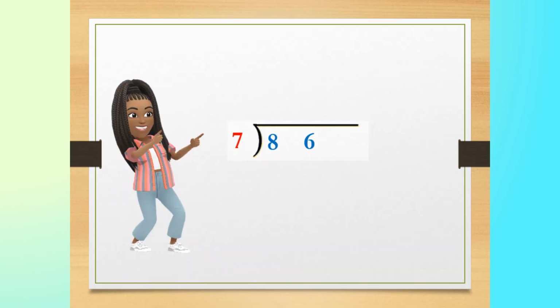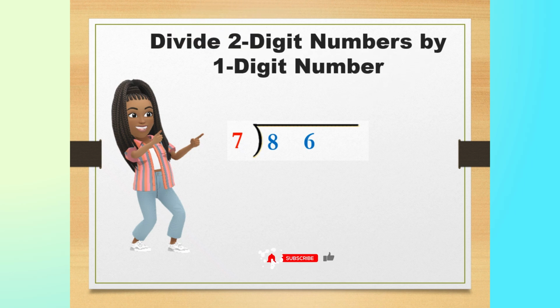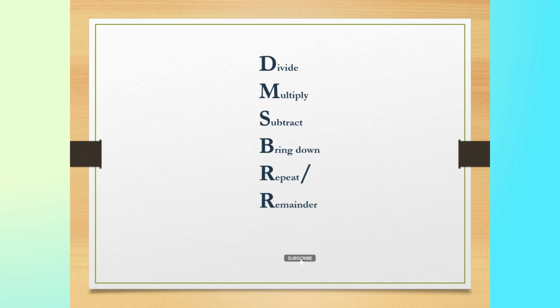Two digits divide one digit. Let's master long division step by step, no stress. Today we're going to divide two-digit numbers by one-digit numbers. Now when you want to use the long division algorithm, these are the steps you need to follow. First you divide, then you multiply, then you subtract, then you bring down, and finally you repeat or you have a remainder. Let's see how the steps come into play.